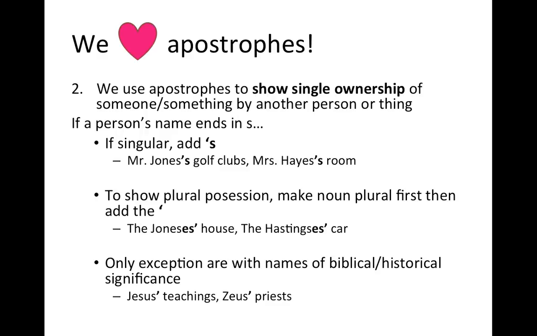Same thing if you're talking about the Hastings car, you would make that plural, Hastingses', apostrophe, and then talking about the car. The only real exception to this, which is kind of strange, is that if they are the names of biblical or historical people, then you do not make it plural first. You go ahead and put that apostrophe just on the singular version of the name. So like Jesus' teachings, you do not need an apostrophe S there. You just need the apostrophe. Same with Zeus' priest. Okay, you would just need Z-E-U-S apostrophe, not apostrophe S.